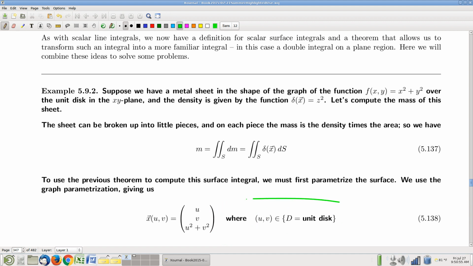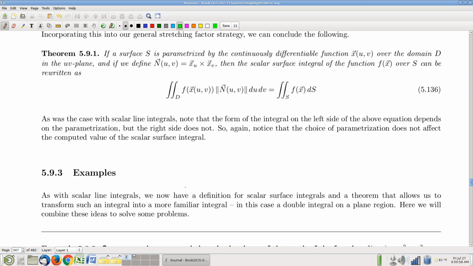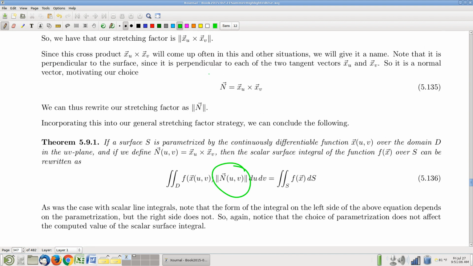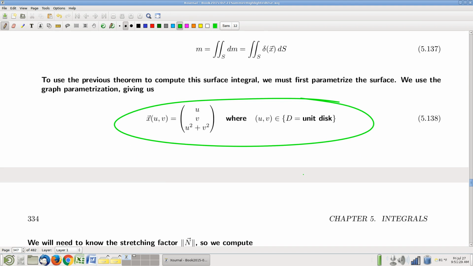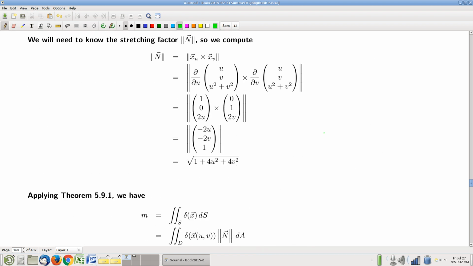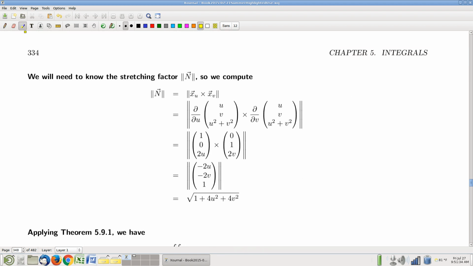So there's our parameterization, and we're off to the races. It's plug and chug at this point. Here's our explicit formula. Plug in the parameterization for x, y, and z. We are going to have to compute this stretching factor. So we've got a little bit of algebra to do here. I'm going to have to take two partials of my parameterization. I'm going to have to take a cross product to get capital N, and then I've got to compute the magnitude of that cross product to get the actual stretching factor. So let's take a deep breath and plow forward on that. It's just algebra, of course.